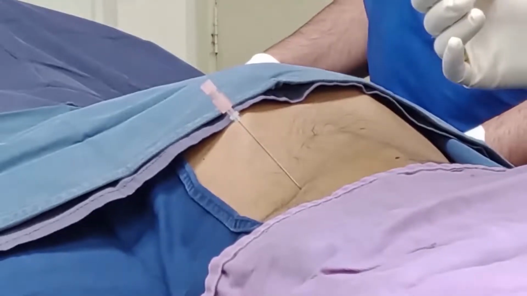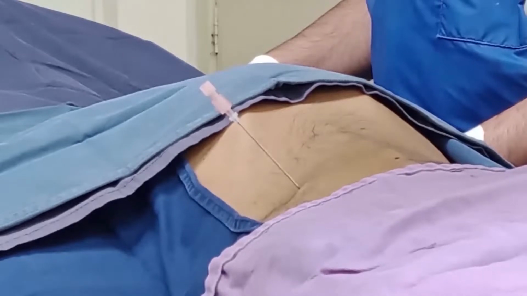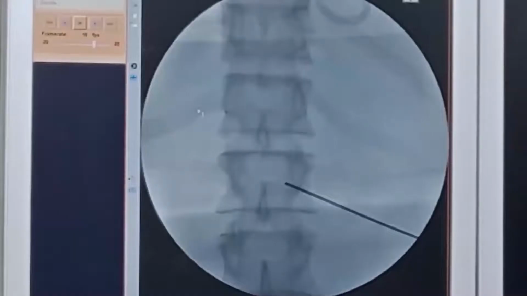Angle of the Chiba needle is changed to more acute and is passed such that it passes anterior to the L1 vertebra. The needle is redirected such that it is now, instead of hitting onto the lateral part of the L1 vertebra, has now passed anterior, almost anterior to the L1 vertebra. This is the AP view, and therefore one can see the tip of the needle a little bit beyond the vertebra.